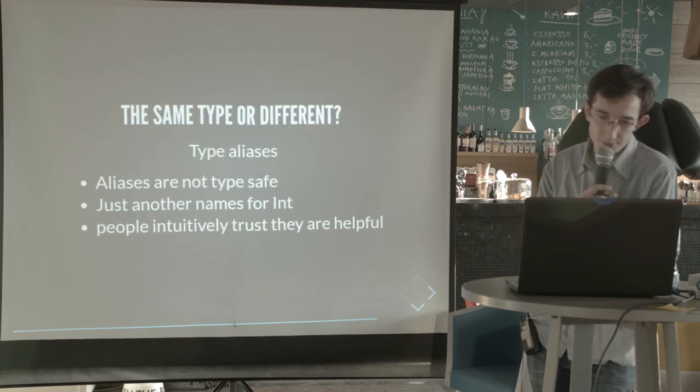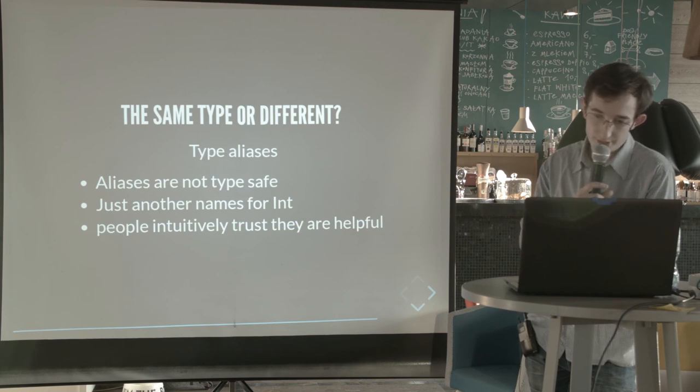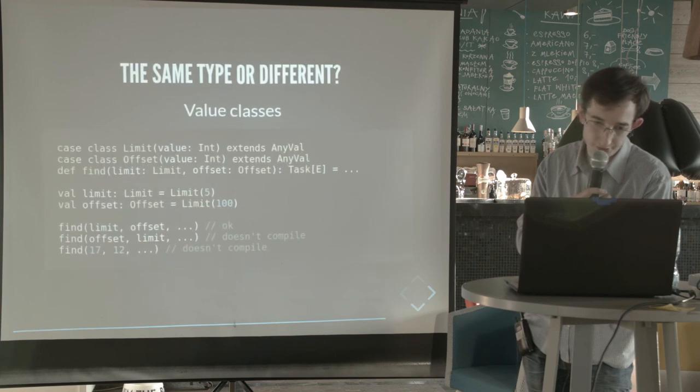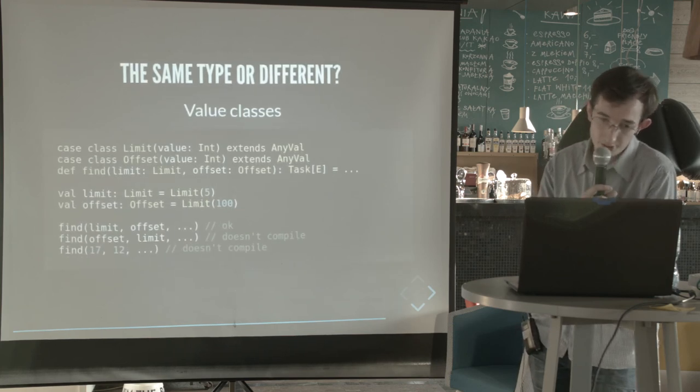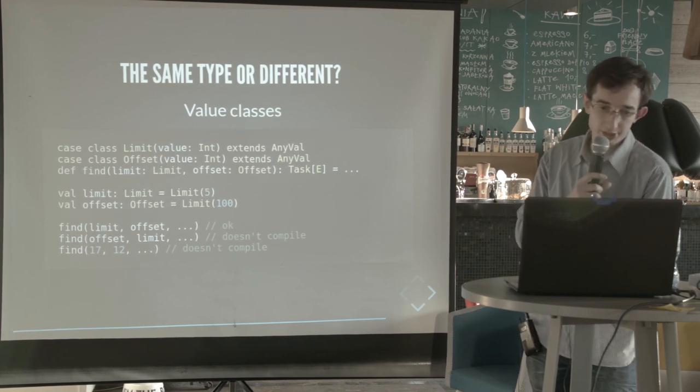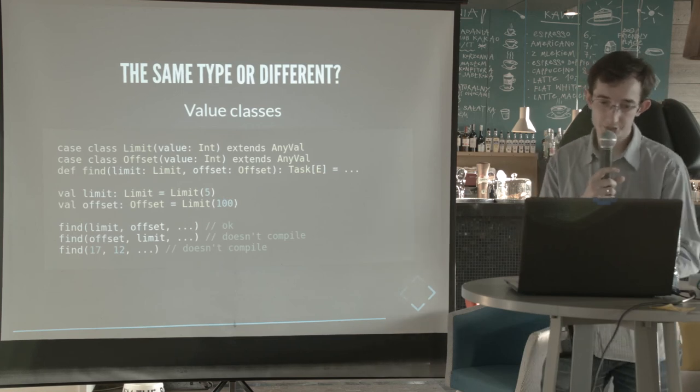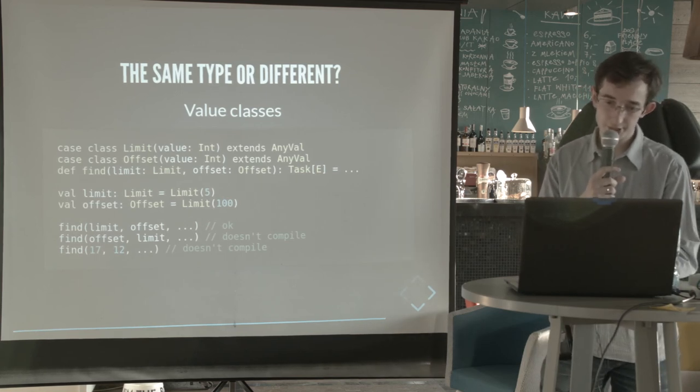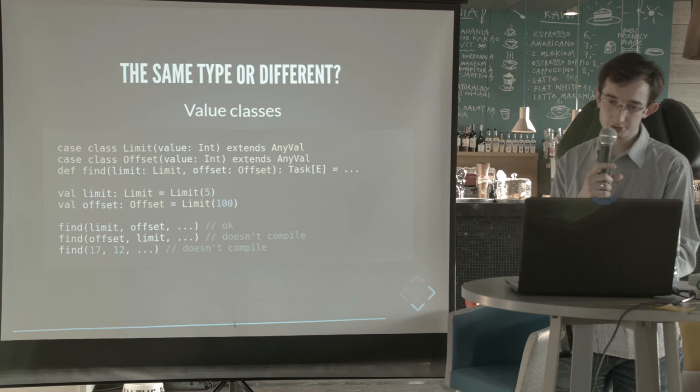Now I'm going to talk a little about Scala type aliases. Can they solve the issue? Unfortunately, making type aliases for limit and offset doesn't solve the problem, as you can see here. Why? Because simple type aliases are not type safe, unfortunately. Limit and offset aren't newly created types. They are just new names for Int, and they can be used interchangeably. I mean, you can put limit in place of offset, where offset is required, and vice versa.